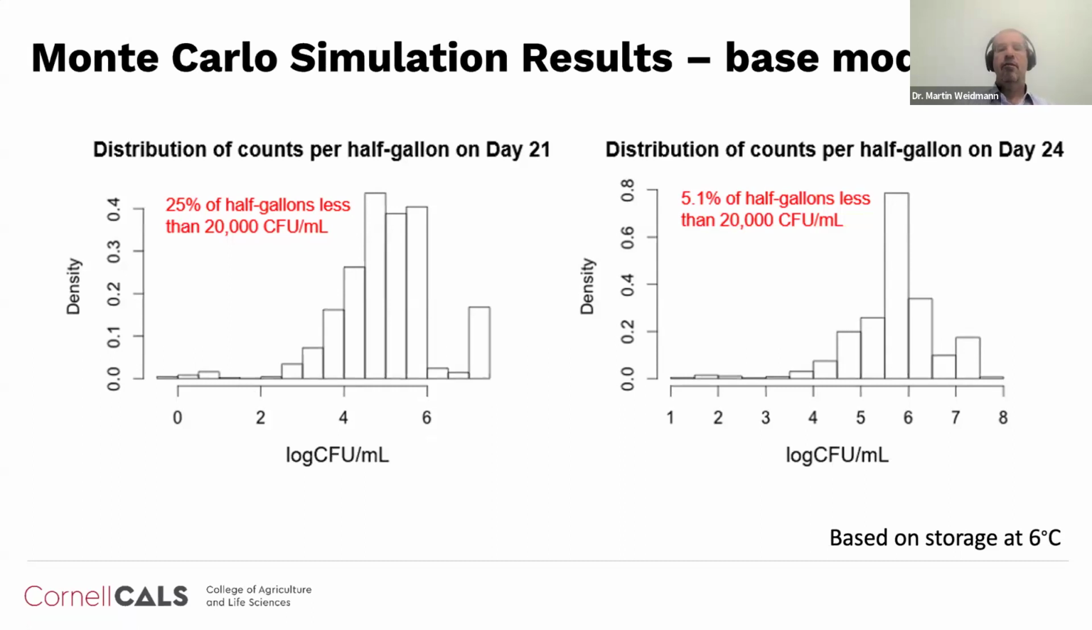And what you can see here, where we modeled bacterial numbers at day 21 and day 24, is that as the milk has a longer shelf life, so as we look at day 24 versus day 21, more product has higher bacterial levels. Or another way to describe this is that a lower proportion of all containers that might be produced on a given day have low bacterial levels. So day 24, 5% of these milk jugs have less than 20,000 bacteria, but at day 21, that's 25% that have very low bacterial counts.